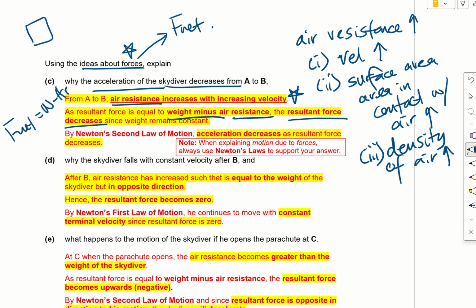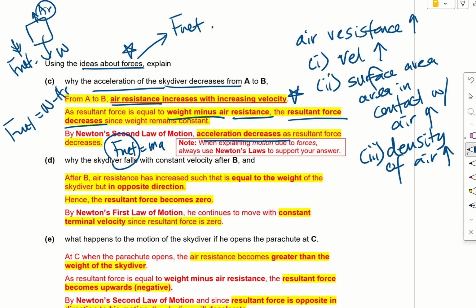So you can draw a free body diagram. Initially W is like that, but as you keep on increasing in speed, your air resistance will increase, and therefore your F net will get less and less. So what happens when F net gets less and less? The acceleration will decrease as the resultant force decreases, because F net equals ma. So we are using a lot of F net over here because the F net will tell us how the forces are interacting with one another.